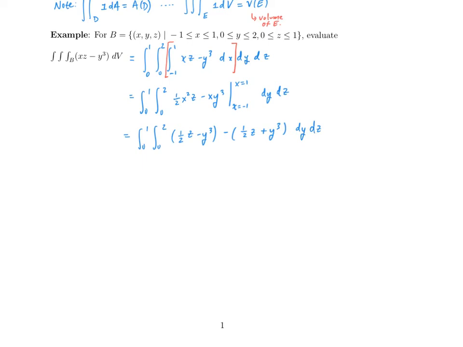And note this works out quite well in a sense. You have positive 1/2 z minus 1/2 z because this minus sign distributes. Then you have a minus y cubed minus y cubed. So we can simplify the function we are integrating down to -2y cubed.